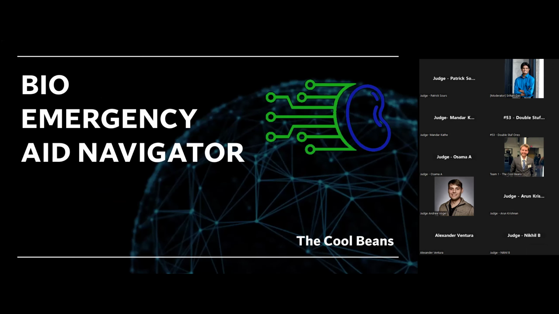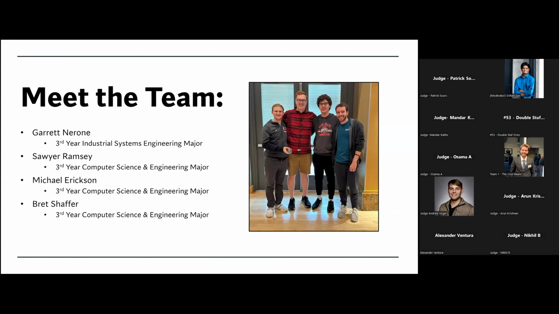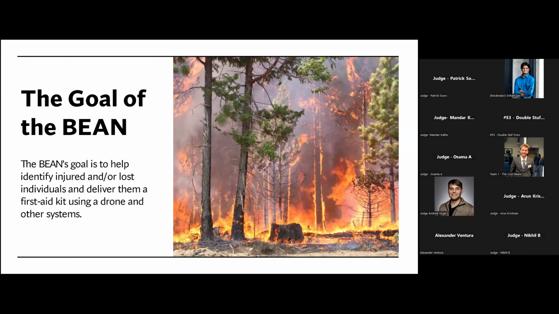All right, so for Make Ohio this year, we decided to build the Bioemergency Aid Navigator as the Cool Beans. This is the team. We have Garrett here, Sawyer, Michael, and me, left to right. Garrett's a third-year industrial systems engineering major, and the rest of us are all computer science and engineering majors. The goal of the Bean, or the Bioemergency Aid Navigator, is to help identify injured and or lost individuals and deliver them a first aid kit or supplies using a drone and other systems.